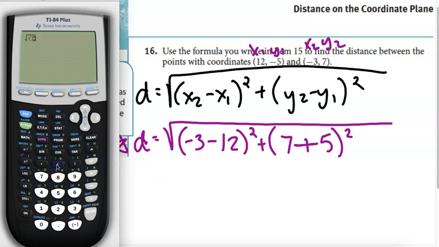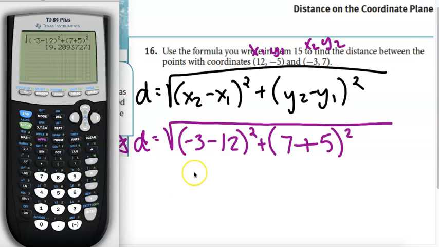You're going to start with your parentheses. Make sure you guys are doing this with me on your computer. So go ahead and type negative 3 minus a 12, parentheses, and then the squared button is right here below that x squared button. Make sure your square root sign is going all the way over your calculator right now. If it's not, it's going to give you an incorrect answer. Plus, parentheses, 7 plus a 5, close it, squared. Okay, so notice my square root symbol came all the way over it.